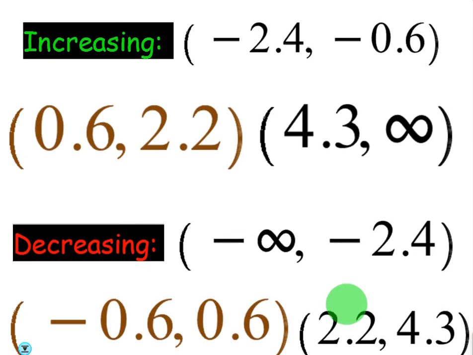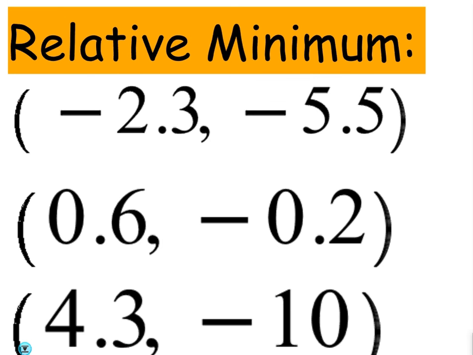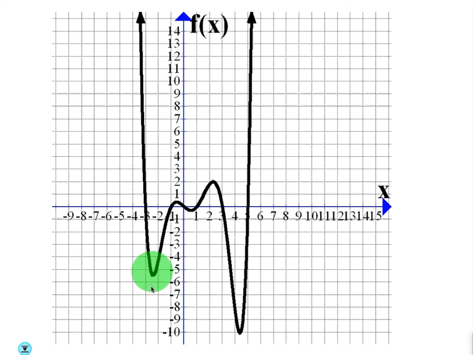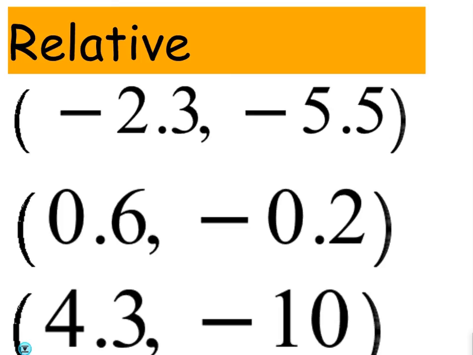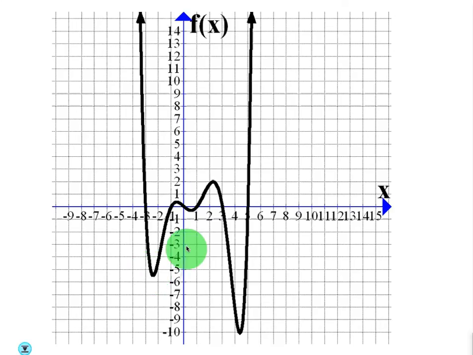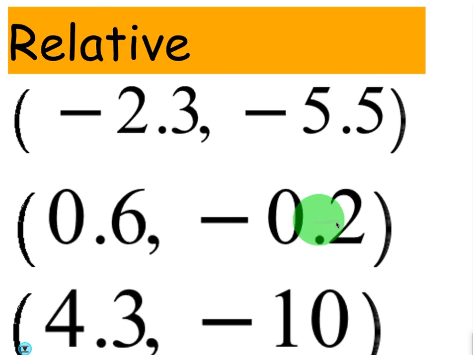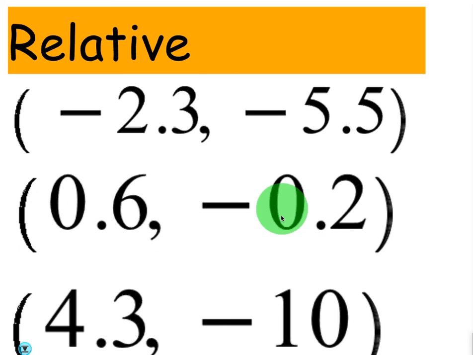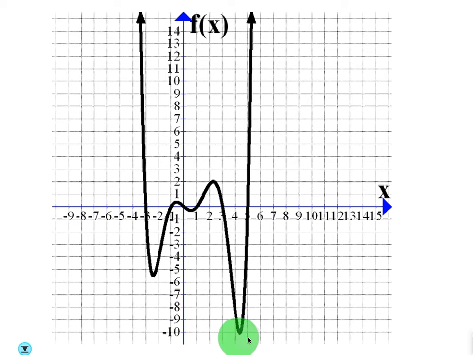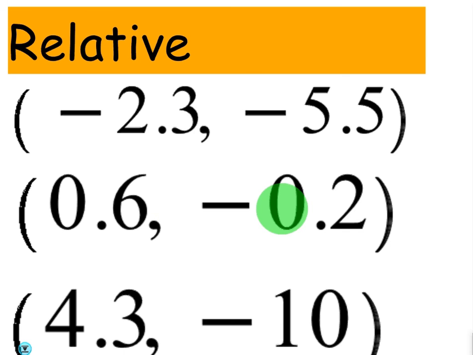All right, next up we have relative min. This one has 3 relative minimums. It has one here, one there, and one there. This first point looks like negative 2.3 comma negative 5.5, so that's what I put for that. The next one is kind of hard to notice, but again, it's smaller than all the points around it. So I put 0.6 comma negative 0.2 for that. And then the final relative minimum would be down here, which looks like about 4.3 comma negative 10. So that's what I put for that.